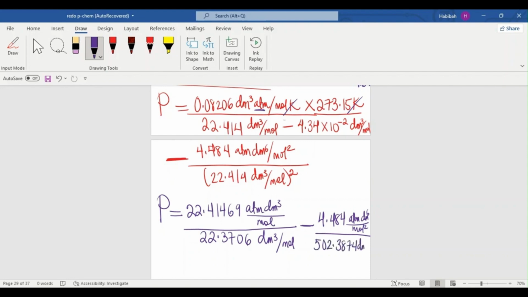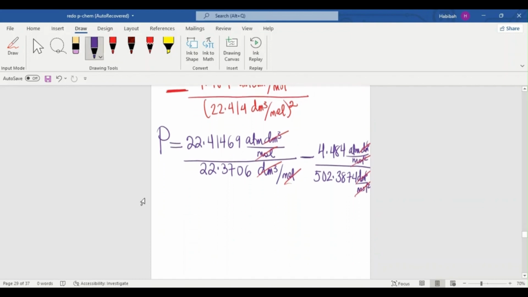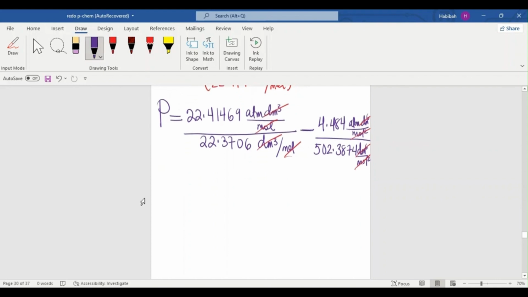502.3874 dm6 per mole squared. So of course you cancel out dm cube and mole, and you cancel out dm6 and mole squared. Now we've canceled out all of the units, and we can just focus on determining the answer for pressure. For example, atmosphere is the only unit that remains.